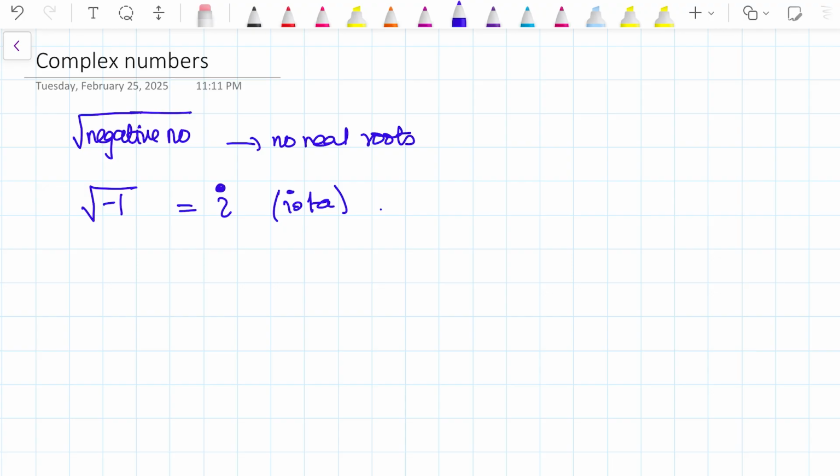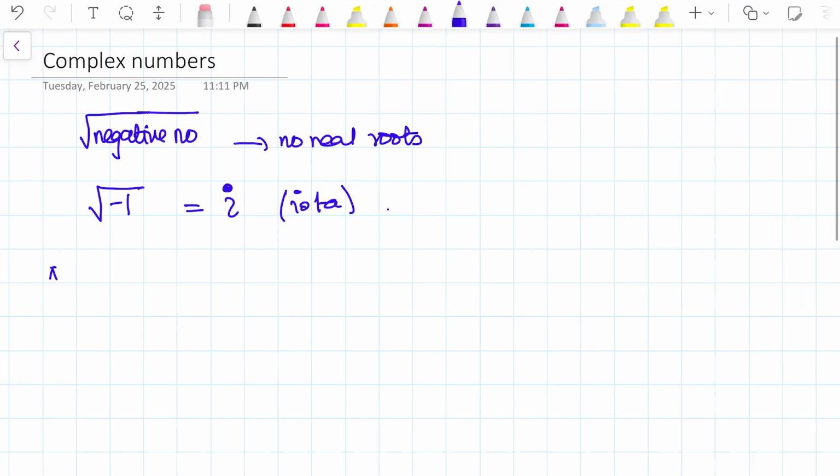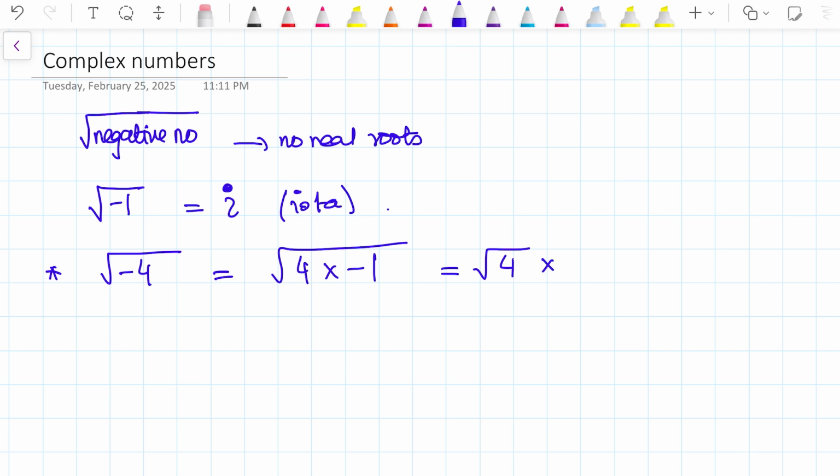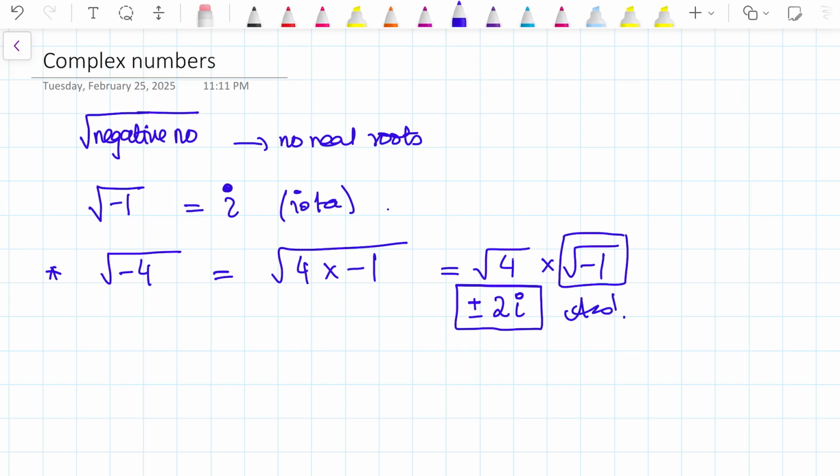Now, how do we work further on it? Let's suppose you have something like square root of minus 4. How do we write it? Can I write it as 4 into minus 1? Can we further break it down into square root 4 into square root minus 1? What is square root 4? Square root 4 is 2, plus and minus both. And square root of minus 1 is iota. That's going to be my answer.